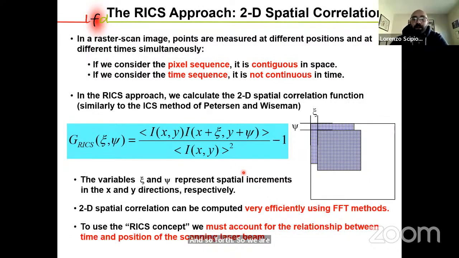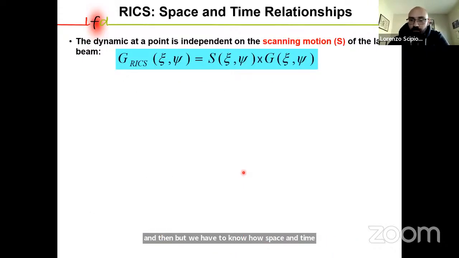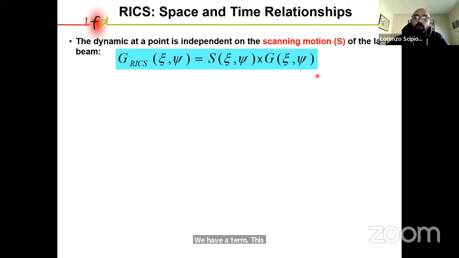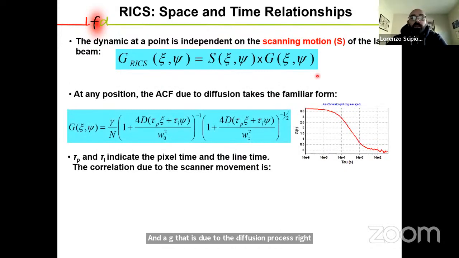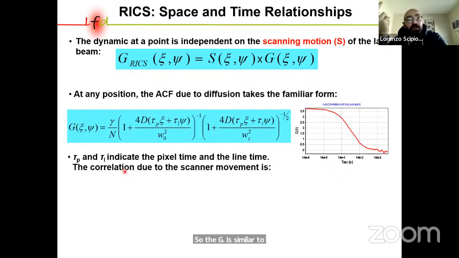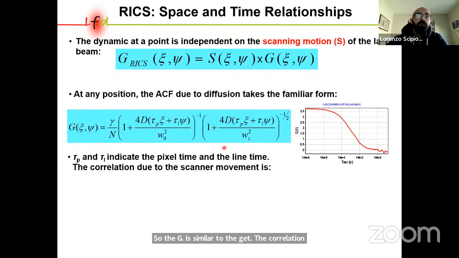But we have to know how space and time are connected in the scanning process, right? So our function is actually composed of two terms. We have a term that's used in the scanning, this S, and a G that is due to the diffusion process, right? So the G is similar to the autocorrelation function, let's say, the model for pure diffusion 3D that you use for fitting FCS, right?